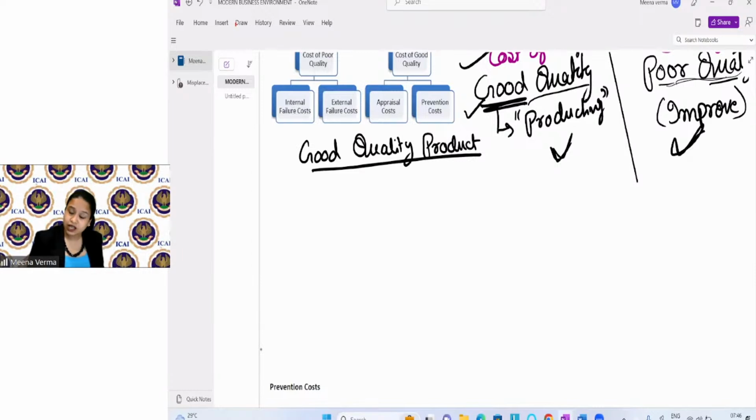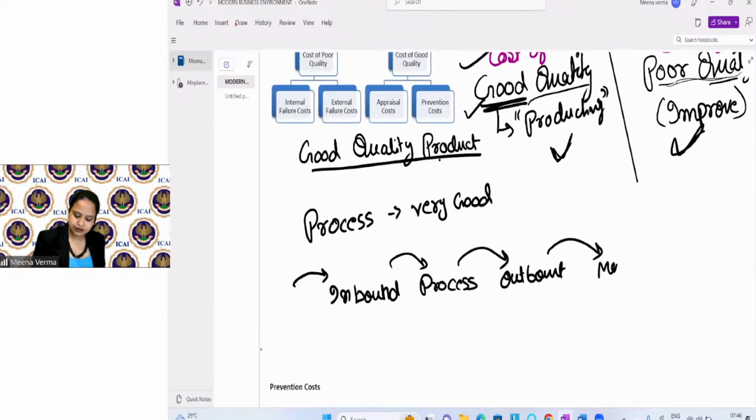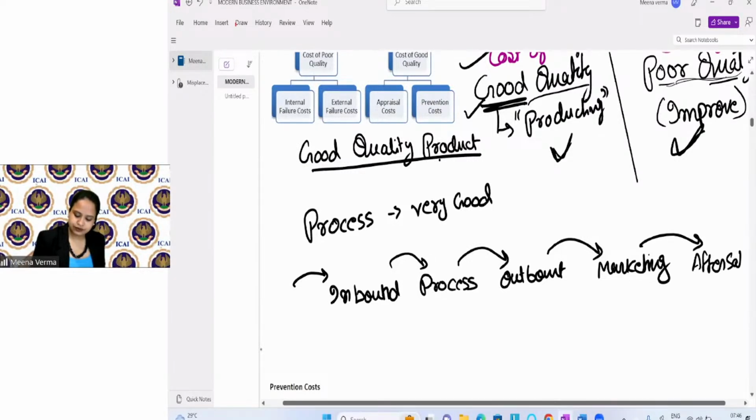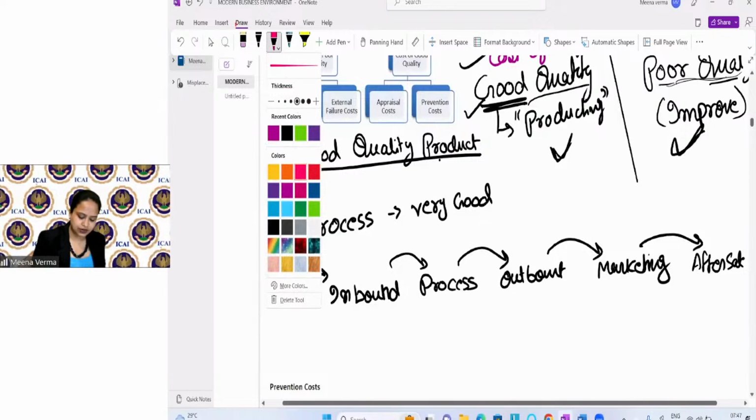Imagine, think about it. Production of good quality product is possible when your entire process is very good. What I mean by entire process will start from inbound. I told you value chain is very important. You can see I'm using it again. Inbound, then process, then outbound, then marketing, then after sale. These are all the activities of the value chain.